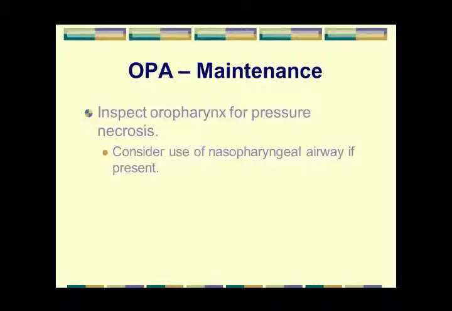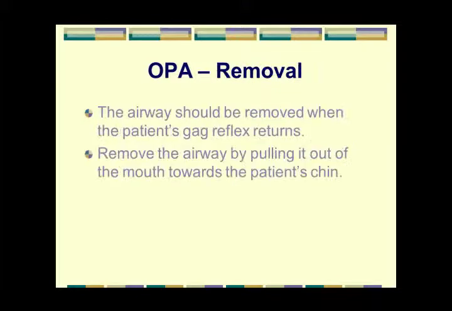But if there are some problems where there's pressure necrosis for some reason, an orogastric tube perhaps is starting to cause some erosion of the tongue, some redness and some nasty looking spots, nasopharyngeal gives you another option as far as that is concerned.